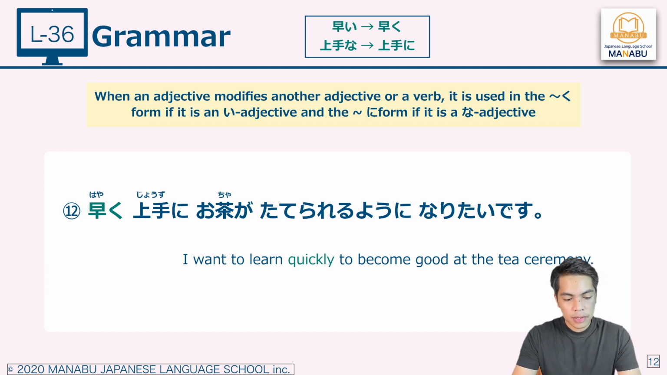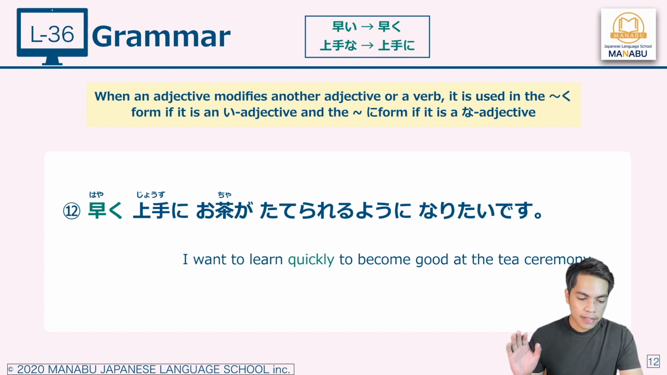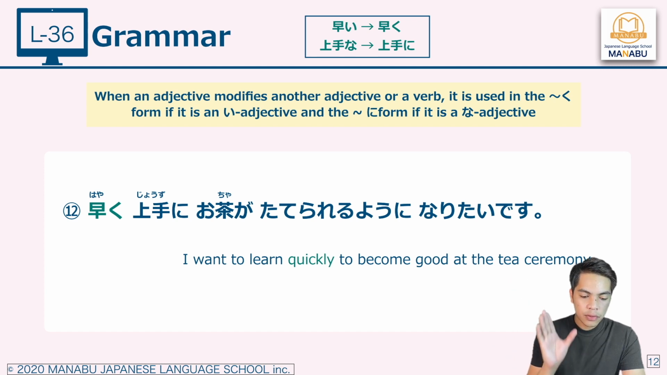So, let's read example number 12. Hayaku jouzu ni ocha ga taterareru you ni naritai desu. So, the adjective hayai, fast, is used to modify the adjective jouzu, good at something. Then the na adjective jouzu is used to modify the verb tateraremasu, ocha ga tateraremasu, become able to do the tea ceremony. So once again, the adjective hayai is used to modify the adjective jouzu. The jouzu is used to modify the verb ocha ga tateraremasu.